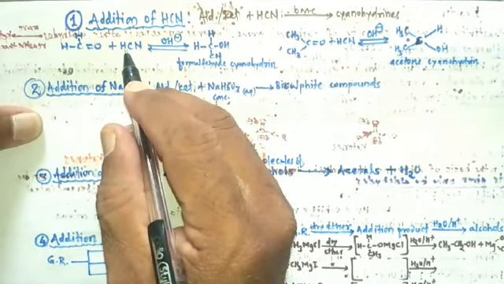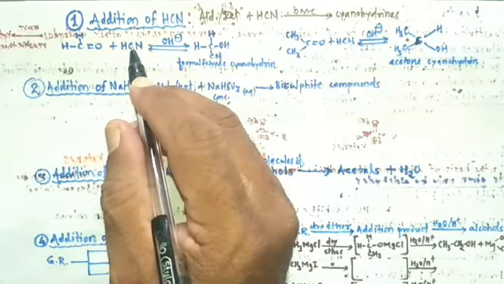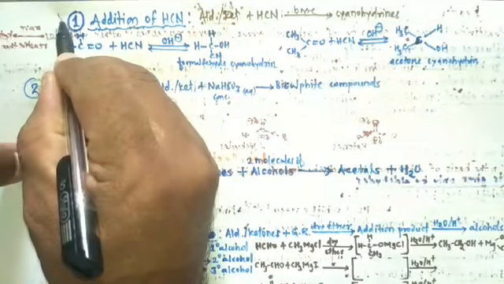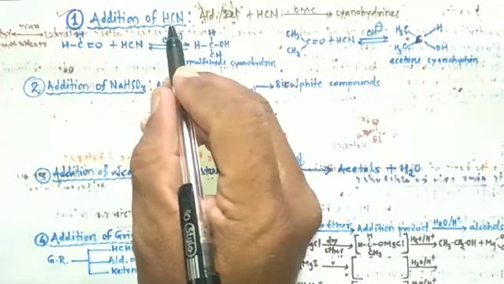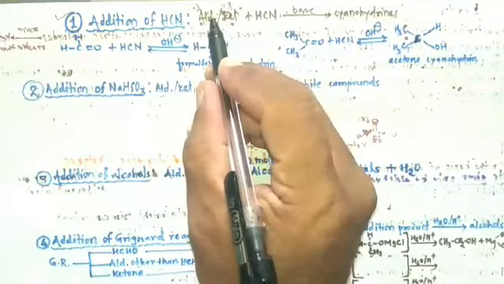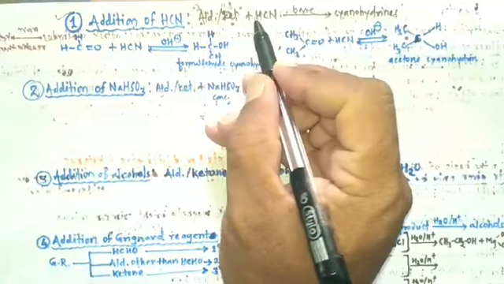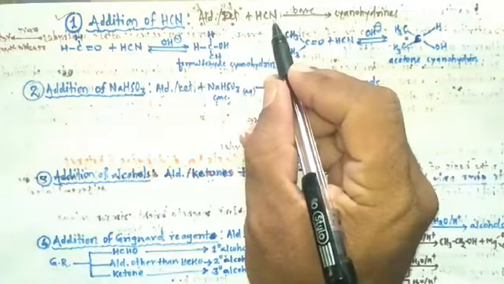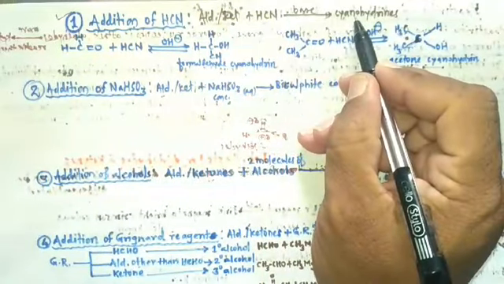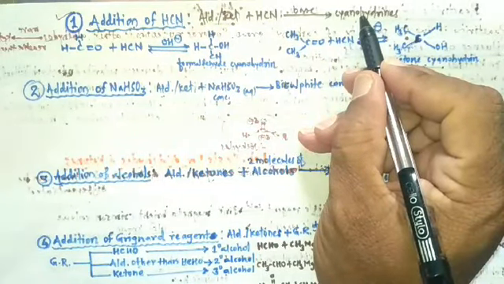Under the heading chemical reactions of aldehydes and ketones with nucleophiles, we are going to study the first reaction, and that reaction is addition of hydrogen cyanide, that is HCN. Aldehydes and ketones on reacting with HCN in presence of base give cyanohydrins. So the main product is cyanohydrin.